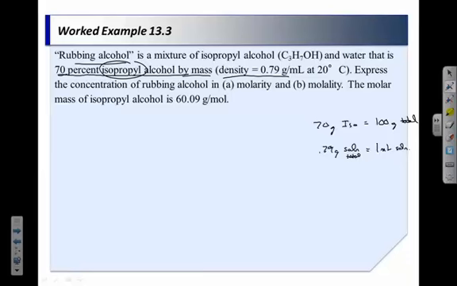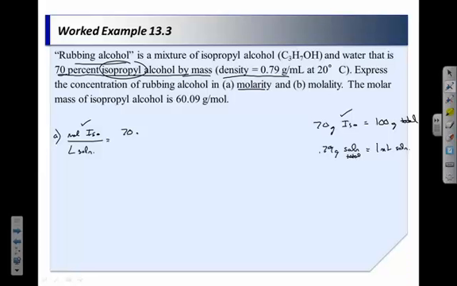So I'm given some relationships, some information, I can express as relationships. I want to express that with different units. I want to express it as molarity, which is moles of solute, in this case the isopropyl alcohol, per liter of solution. So the given information I have is a relationship that involves grams of isopropyl alcohol, so I probably want to start with that. Since I want moles and I'm given grams, I always know the relationship between moles and grams is on the periodic table.